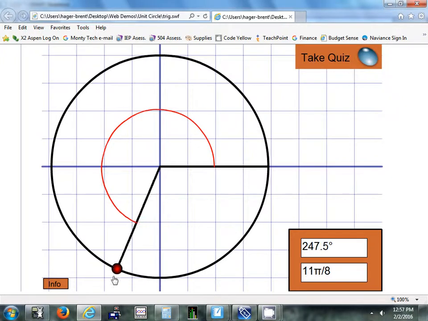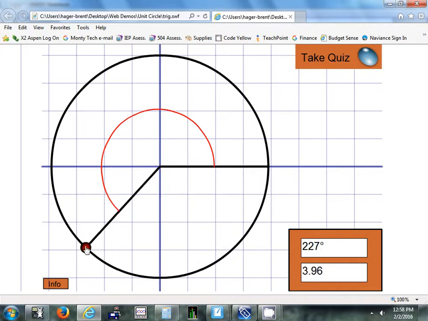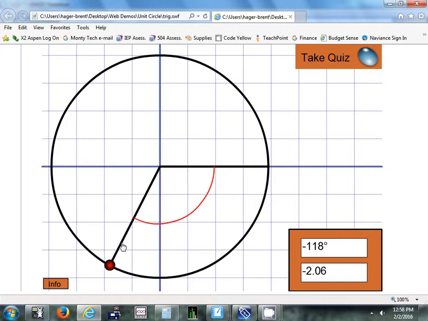Some angles, as you're moving along, all of a sudden you might see it change to writing in terms of pi. Okay, so we'll talk about that. And then if I start going the other way, negative angle, now it's going clockwise. Other thing you can notice is there's always two ways to get to the same spot.